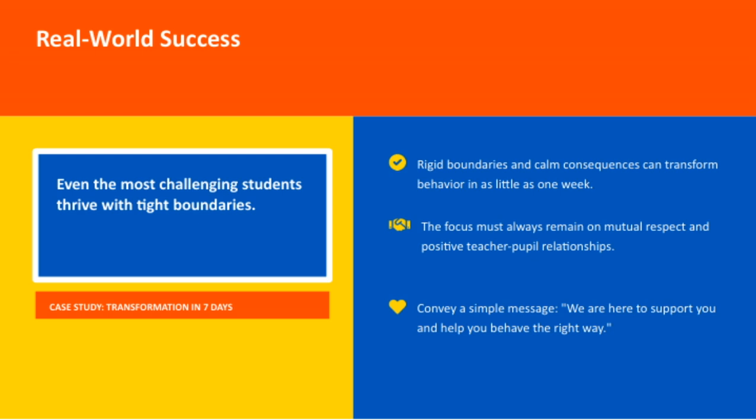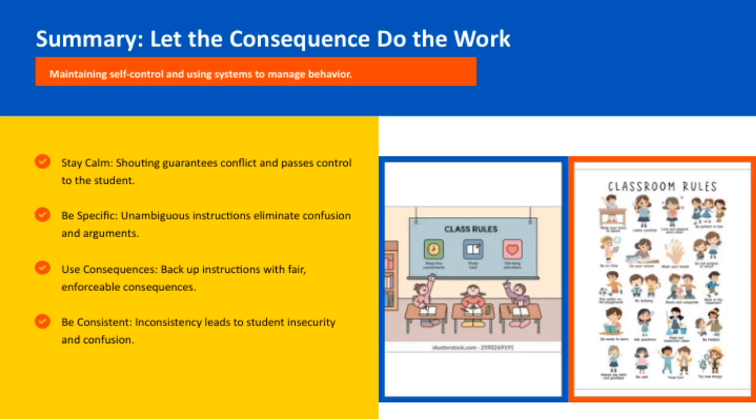When we set clear boundaries and follow through with calm, consistent consequences, we can see real change happen, sometimes in as little as 1 week. Let me share a powerful example, a case study showing a transformation in just 7 days. Even students who seem most challenging can thrive when boundaries are firm yet fair. This isn't just theory. It's real-world success that demonstrates how focused, consistent discipline makes a difference. So, keep in mind, with the right approach, positive behavior can be cultivated quickly, and everyone benefits from a respectful, supportive environment. All right, let's wrap up with some key takeaways.